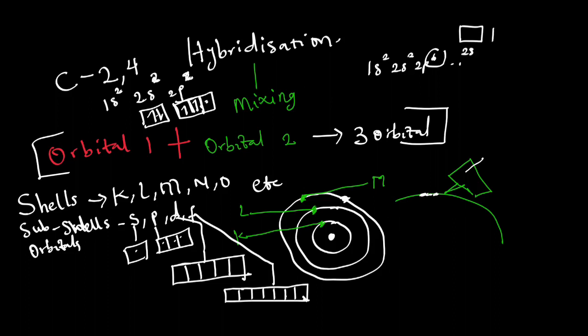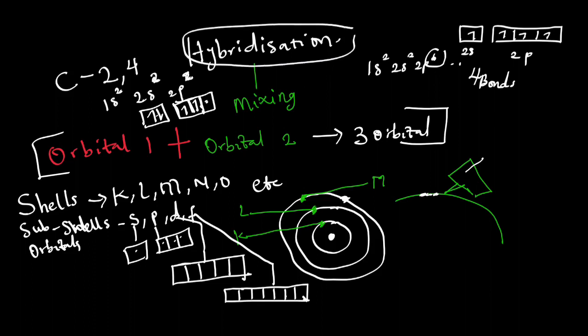So we end up having something like this for the 2s, for the 2p. You understand? We end up having something similar to this. These are orbitals in the excited state. So carbon is capable of forming 4 bonds through hybridization.